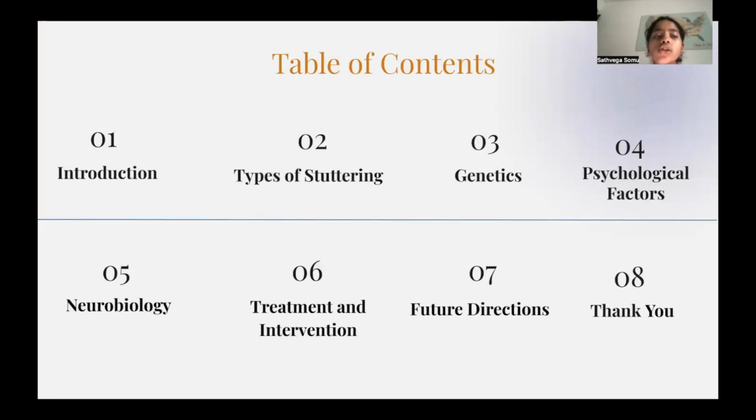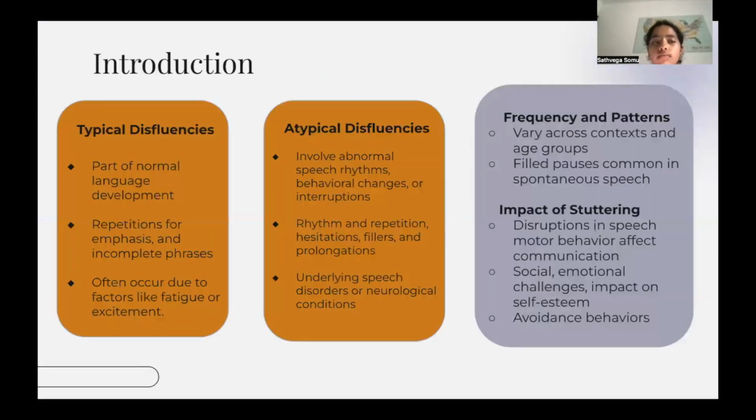So for today, I'll be going over number one, the introduction, then the types of stuttering, how genetics and psychological factors play a role in it, then the neurobiology of stuttering, treatment and intervention, and finally future directions.